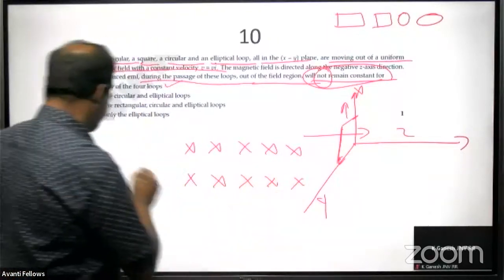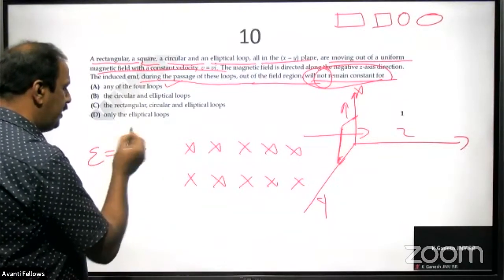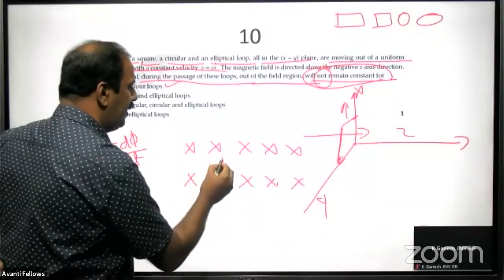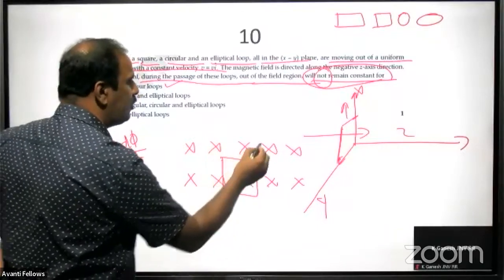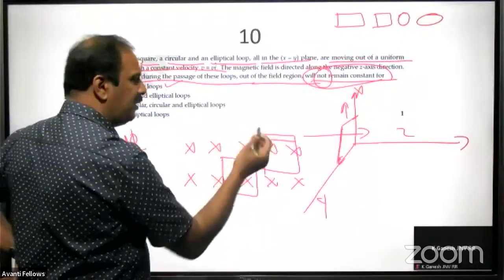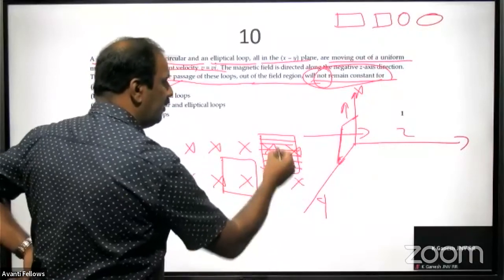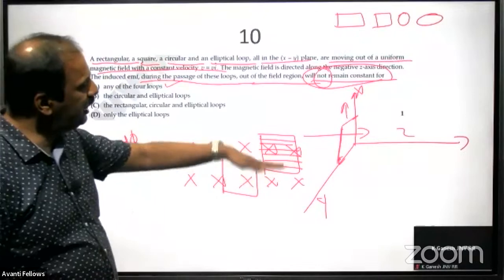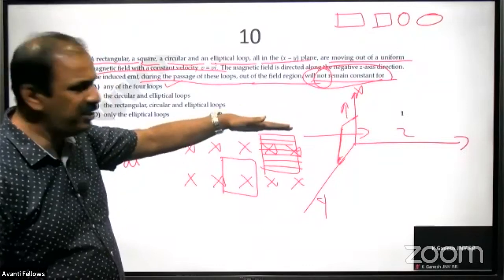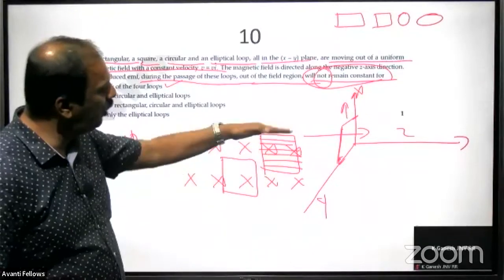So what is our induced EMF? E is equal to minus d phi by dt. If you have a square like this, once the square or rectangle is going out, you see here, in 1 second this much goes outside. The next second or millisecond, at the same rate it is going out. So the induced EMF is proportional to d phi by dt, that is how much flux is changing. In each fraction of time, the amount of area going out is the same only.